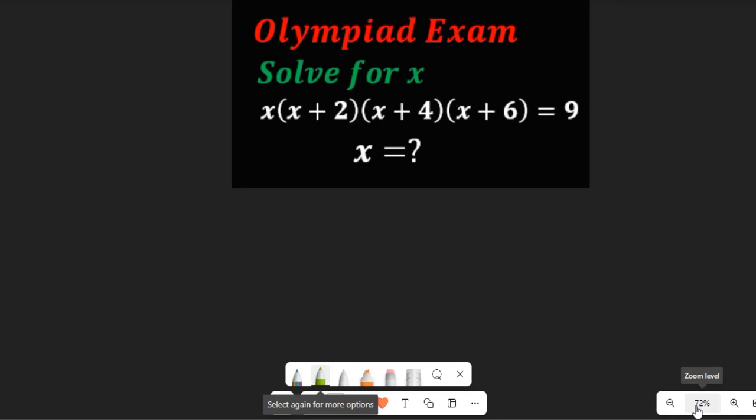Hello, let's solve for x in this nice Olympiad exam question. We are asked to find the value of x in x multiplied by x plus 2 multiplied by x plus 4 multiplied by x plus 6 equal to 9. Now, how do we find the value of x in this expression?